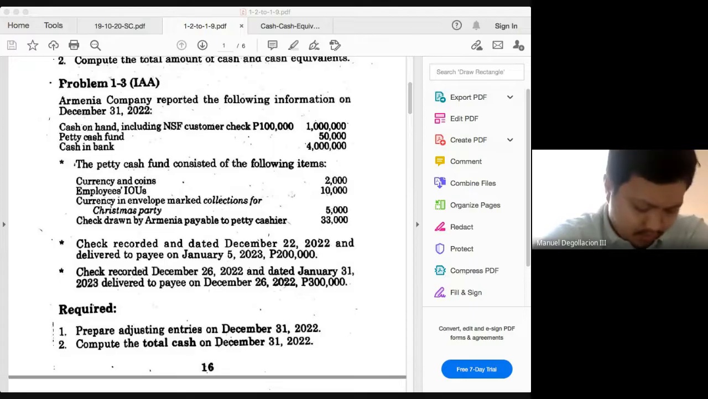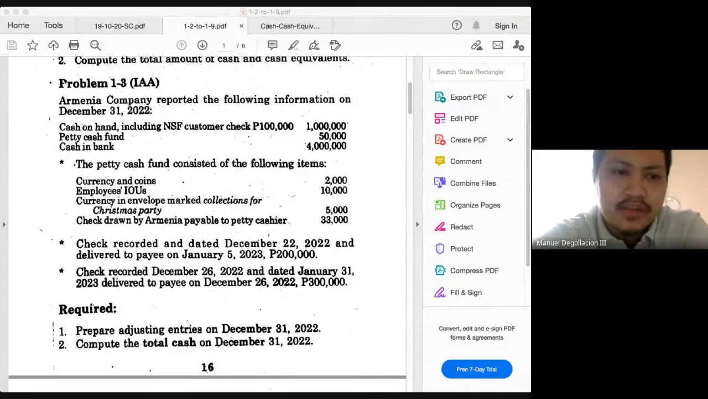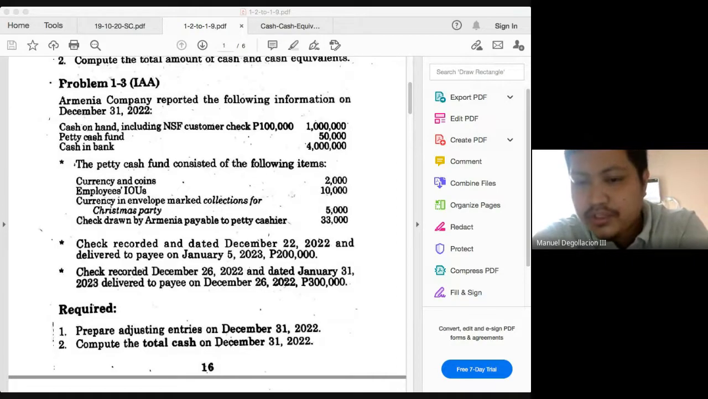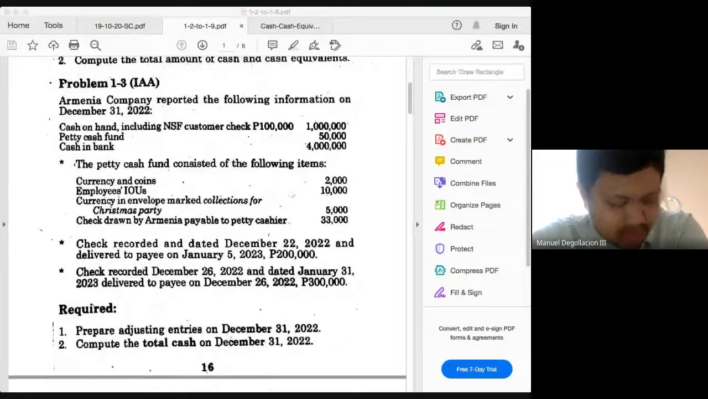Okay. Then you would ask, is it always 35,000? In problem 1-2, it was 35,000. In problem 1-3, it is 35,000. Is the balance of the petty cash fund always 35,000? The answer is no. This is just a coincidence.